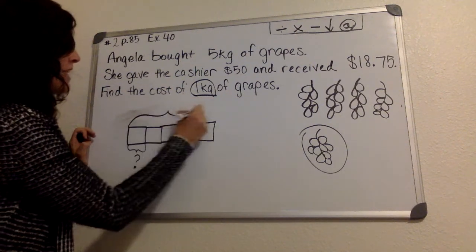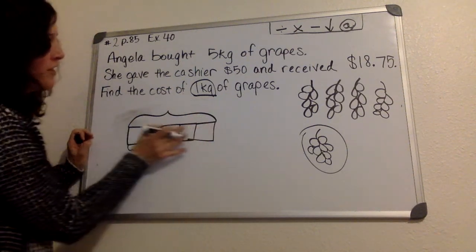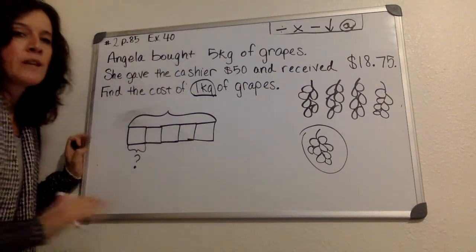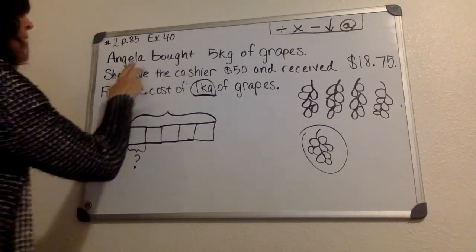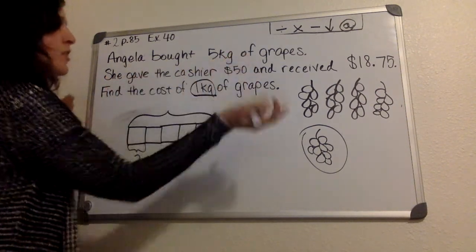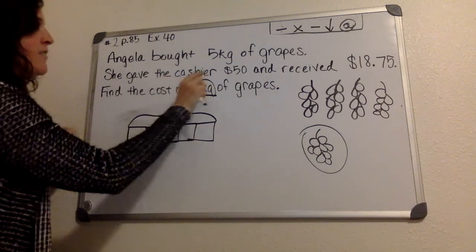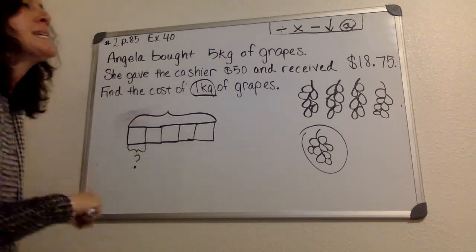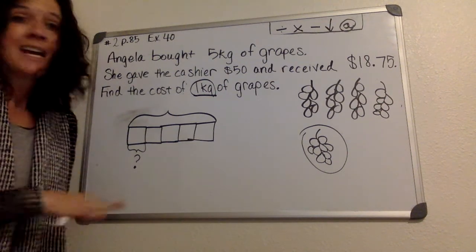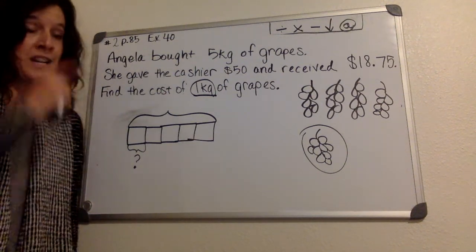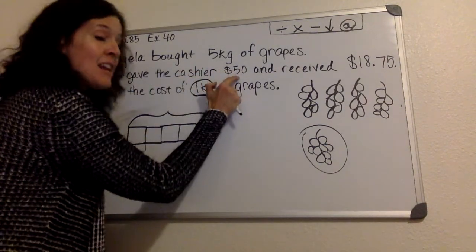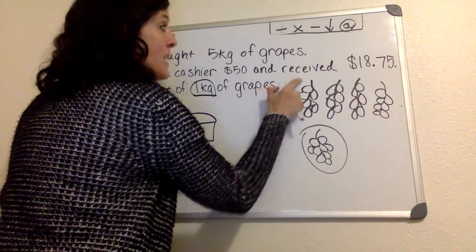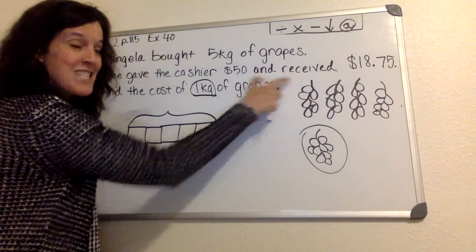To help me find that out, it would be really helpful if I knew how much I spent on those grapes altogether. Let's see if we can find that information in the problem. Well, it says Angela bought 5 kilograms of grapes. She gave the cashier $50 and received $18.75 in change. That does not tell me what I spent. It tells me what I had at first and what I got in change. I have no idea what I actually spent.